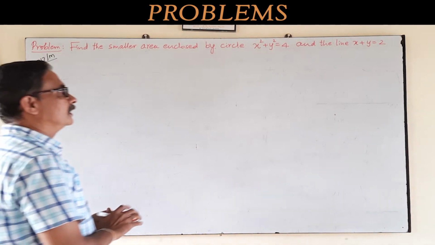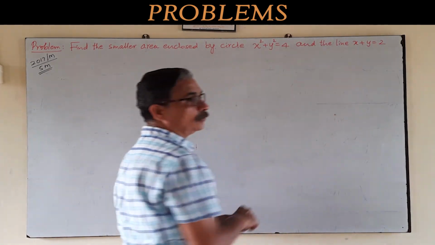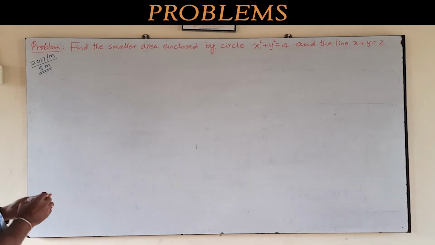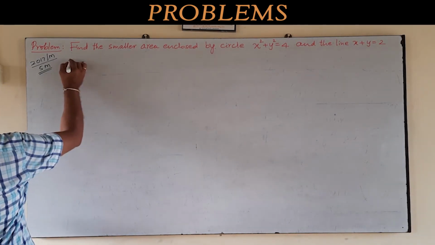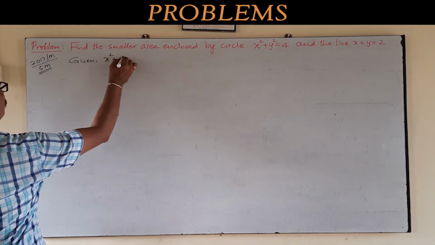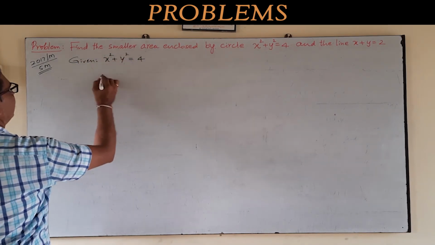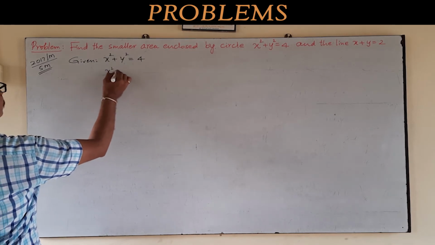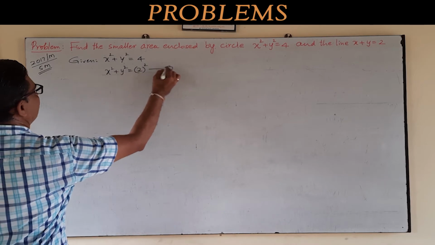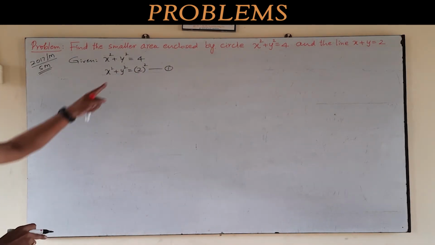Now here there is a circle and there is a line. Now to find the area enclosed by the circle and the line, how to solve? Look here. Given data x square plus y square is equal to 4. Clearly it is in the form x square plus y square is equal to 4, which can be written as 2 square. It is in the form x square plus y square equal to a square.